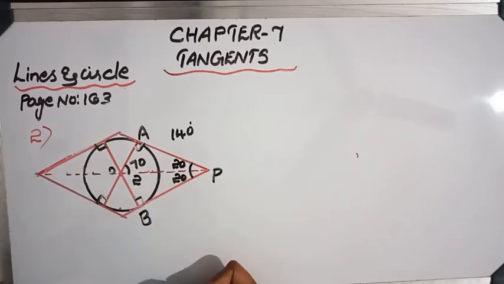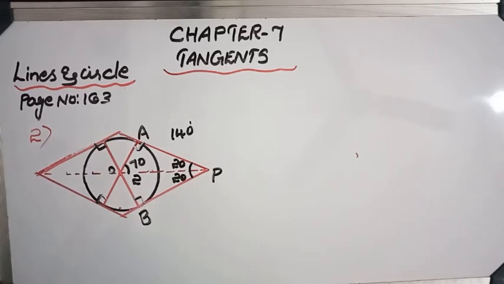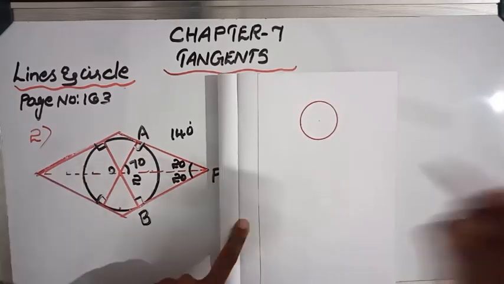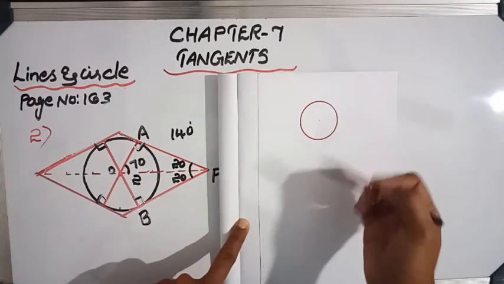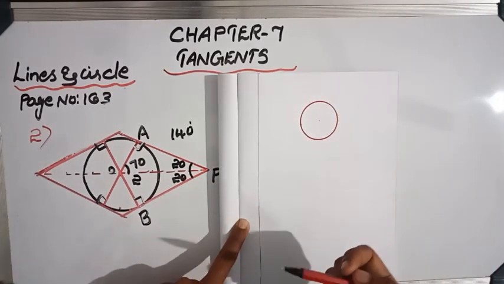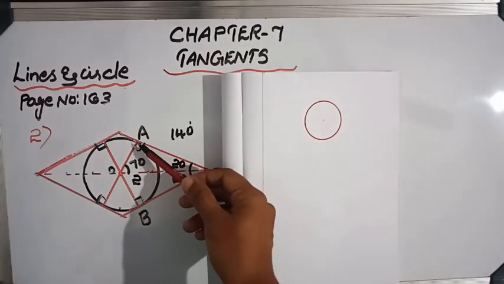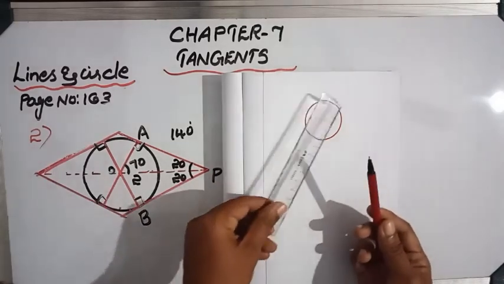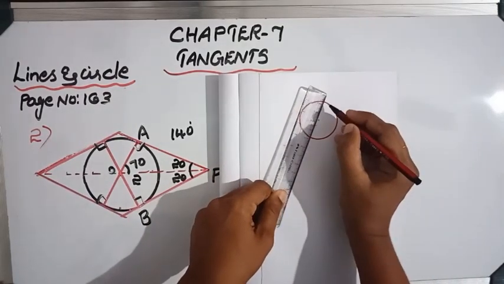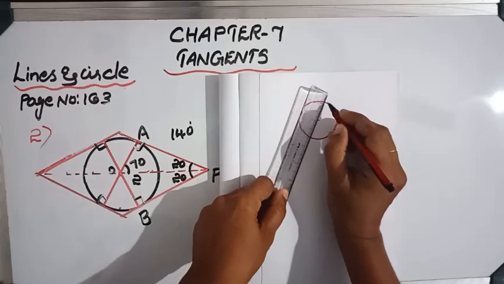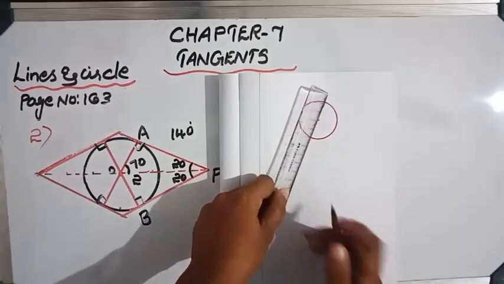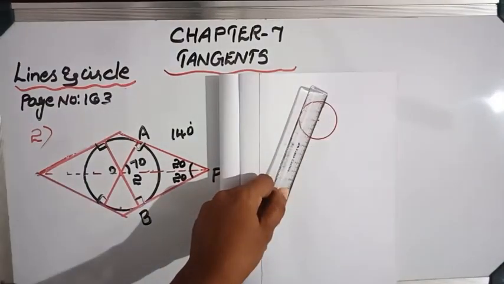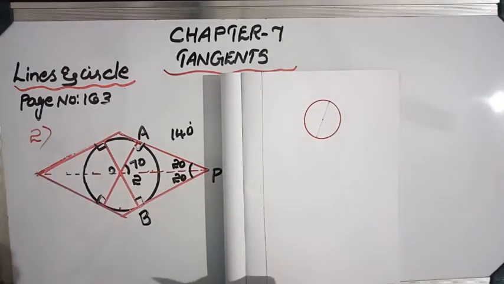Now we have to draw this figure. So first of all, draw a circle of radius 2 centimeter. Draw like this, a circle of radius 2 centimeter. Now in the next step, we are starting from the point A. Okay, a diameter we need. So first draw a diameter. Without any measurement, just a slanting line is enough. Just draw a diameter here. So the first diameter is over.